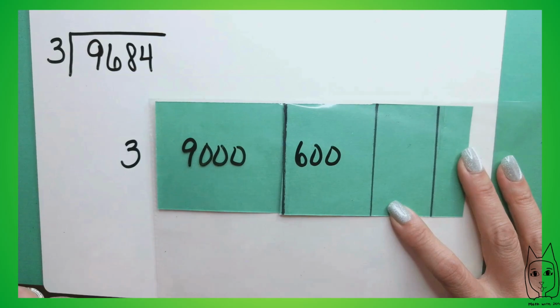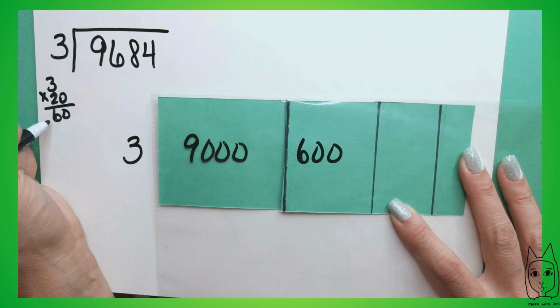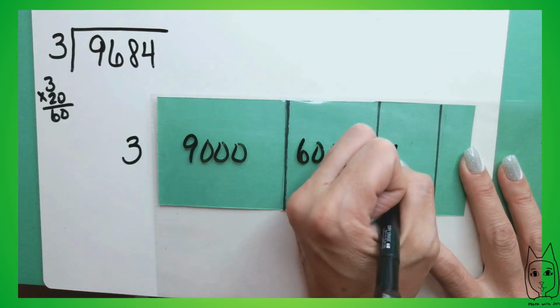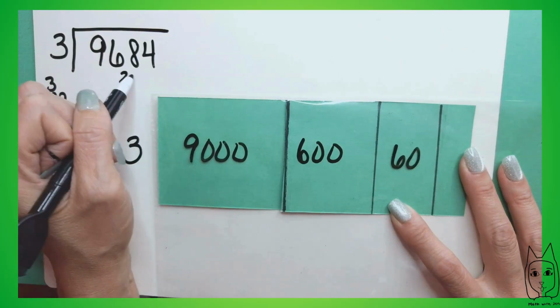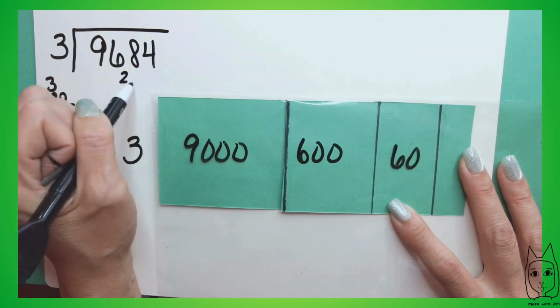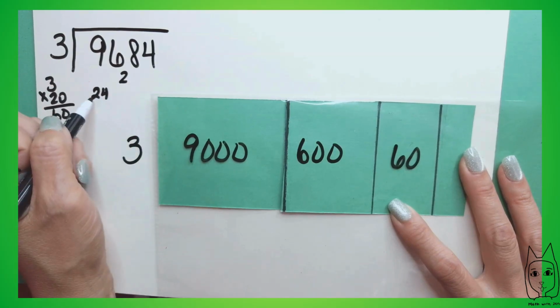Or you can think, I know that 3 times 20 is 60. I can use 60 of that 80. So I could put 60 here. Now I just know I have 20 left over. I could put that 20 with that 4. So that would be 24. And so I would think, can 3 go into 24?